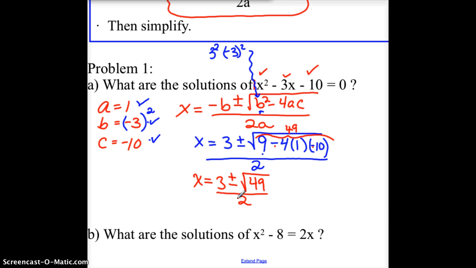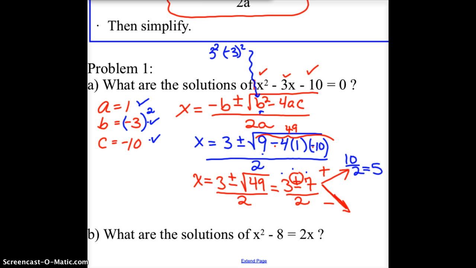We know the square root of 49 is exactly 7. If that was, say, the square root of 48, which we don't know exactly, you are usually asked to round it to the hundredth, so you'd have to go to your calculator. But this one is a perfect square, so it's just 3 plus or minus 7 all over 2. At this stage in the formula, we branch off, and we're going to get 2 answers. One, when we add 7, and another one when we subtract 7. So on the top, we're going to do 3 plus 7, which is 10, divided by 2 is 5. So one of my solutions to this quadratic equation is 5.